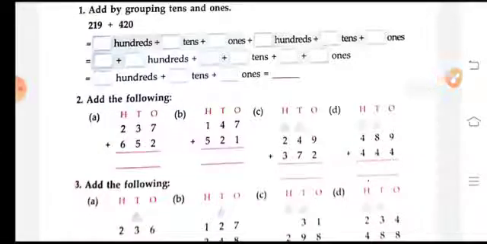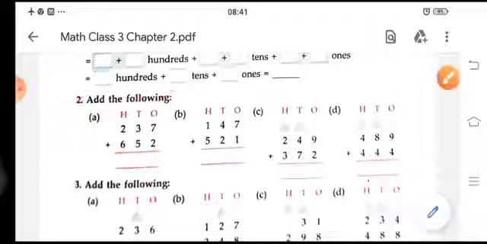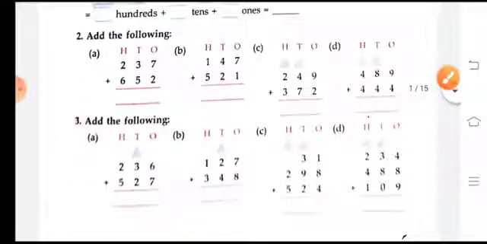Add the following. Here, hundreds, tens and ones. So 7 plus 2 is 9, 3 plus 5 is 8, and 6 plus 2 is 8. Got it, children? So do the other sums also like this. Then we'll move to the next.